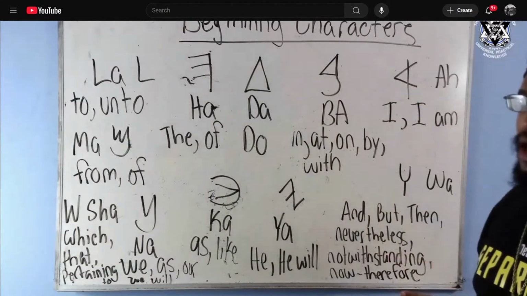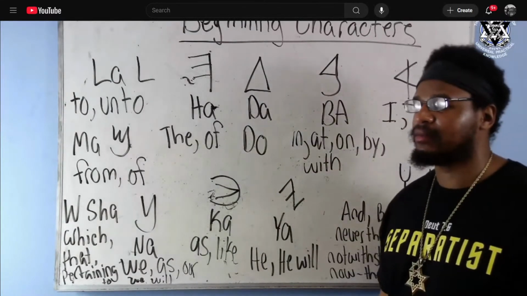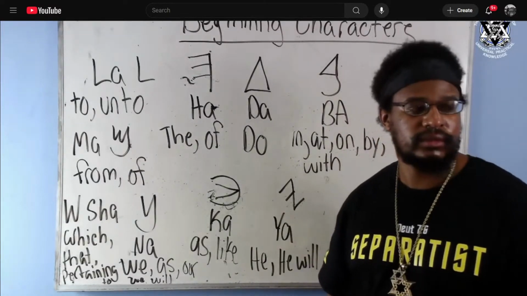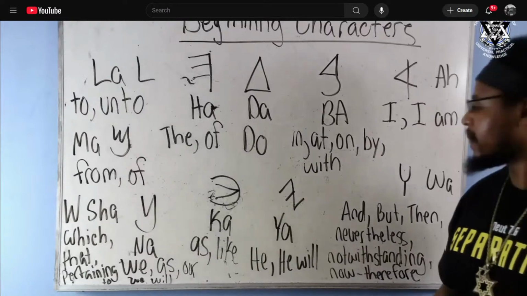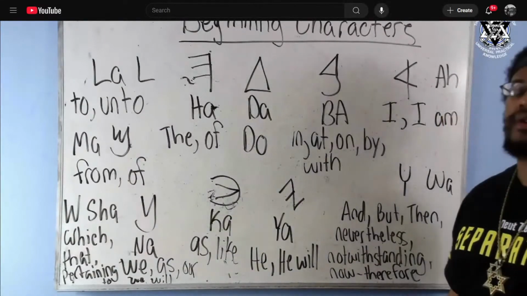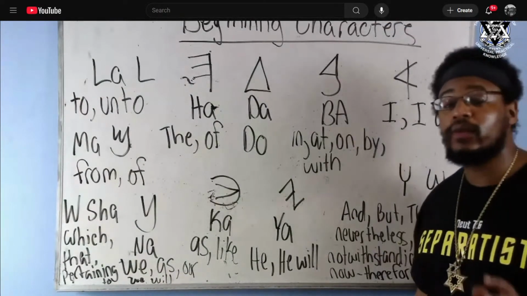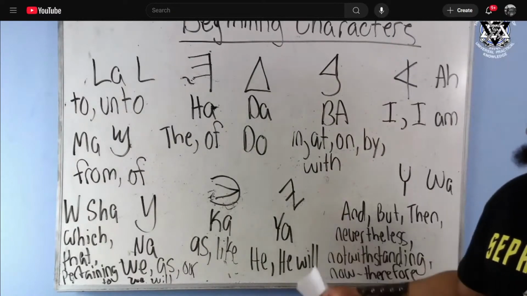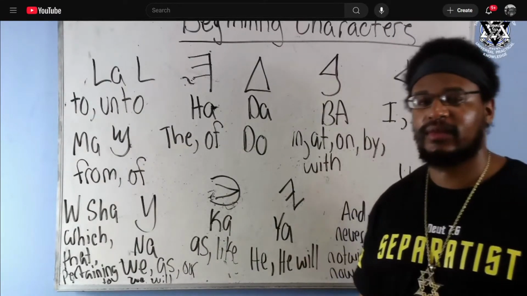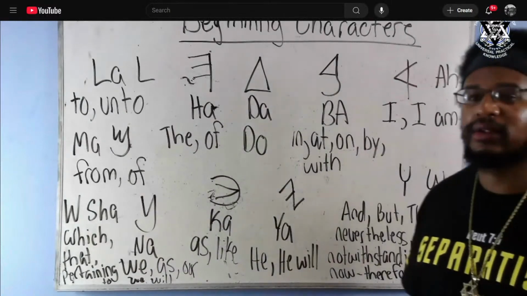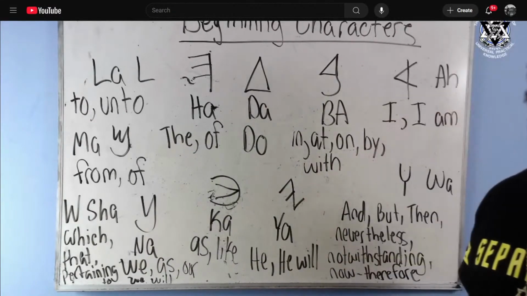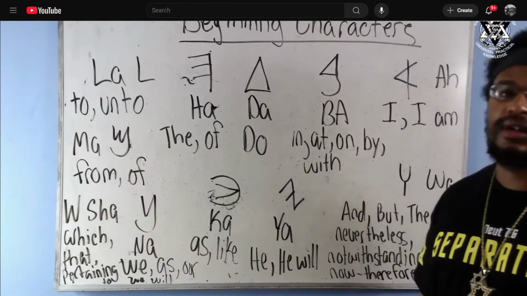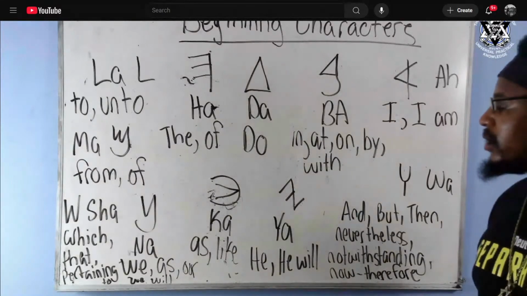So you got it? Zephaniah 3 and 9. This is the book of Zephaniah, chapter 3, verse 9. For then will I turn to the people a pure language. See, our language is pure. It's undefiled. It's pure. It's one of a kind.